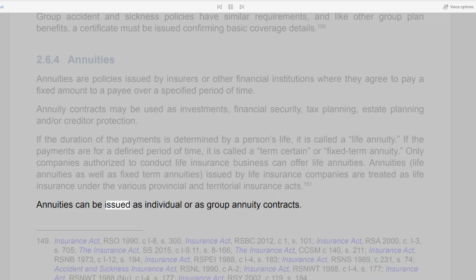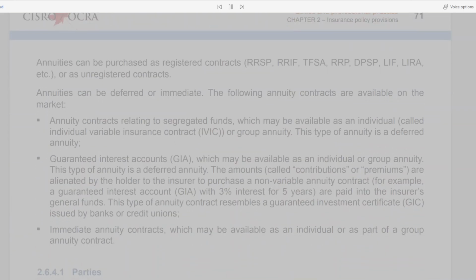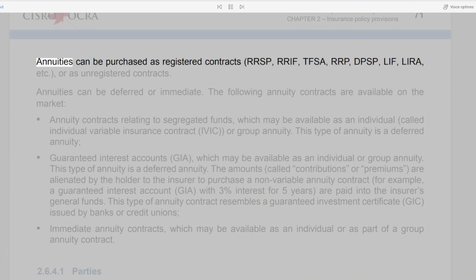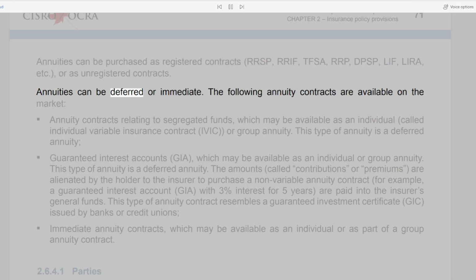Annuities can be issued as individual or as group annuity contracts. Annuities can be purchased as registered contracts, RRSP, RRIF, TFSA, RRP, DPSP, LIF, LIRA, etc., or as unregistered contracts. Annuities can be deferred or immediate. The following annuity contracts are available on the market.